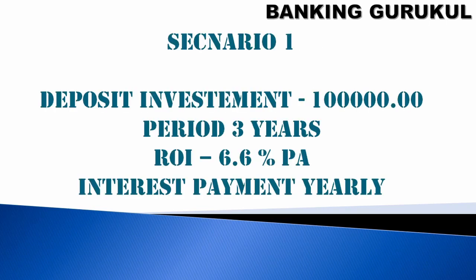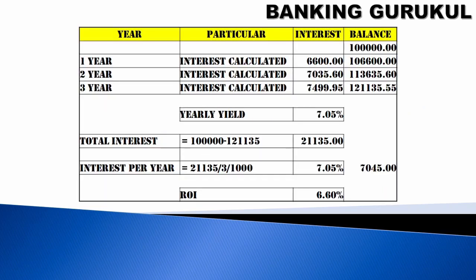So this is called yield. I have taken a scenario where the deposit investment is 1 lakh rupees, the period is 3 years, and the rate of interest per annum is 6.6%. Interest payment is yearly. In this scenario, if somebody asks me what is the return or rate of interest, I'll say 6.6%. If they ask about yield, many people may not know what yield is. So today I'll show you what is rate of interest and what is yield.